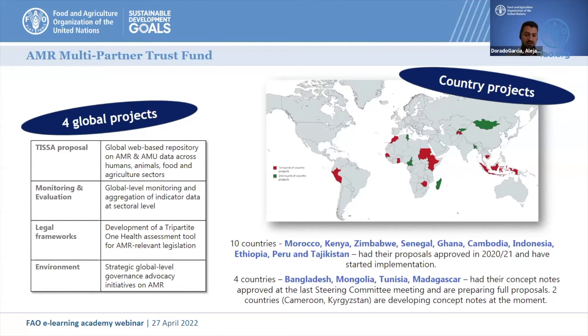The main component of the MPTF, however, is the country projects. The main amount of the money is going to countries to support the national implementation of national action plans. So far, 10 countries have already started the implementation of projects, and 4 more are currently in the pipeline to obtain funds for the One Health implementation of their NAPs.